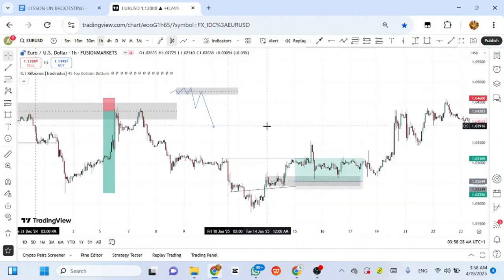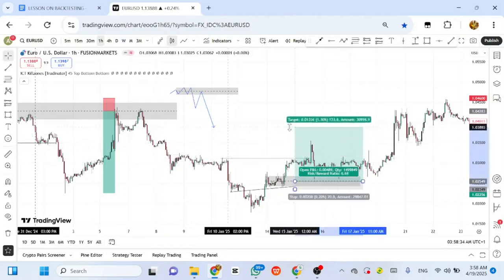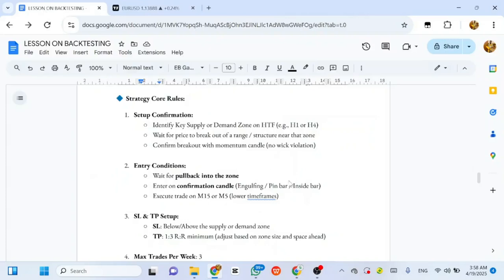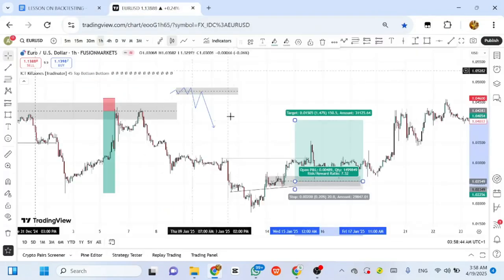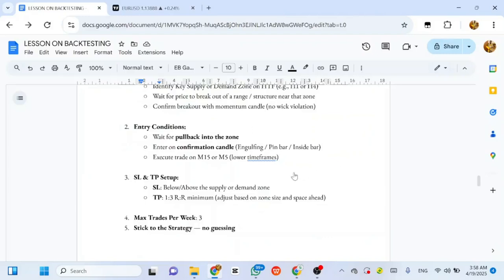So now looking at this place, it might be a supply zone. I might take note. Where do we put our TP so that it will not be as if? So our TP minimum is 1:3 first. So let's see whether this makes sense. This is even 7. Oh my god. So this is 7. So what do you say? Adjust based on zone size and space ahead.